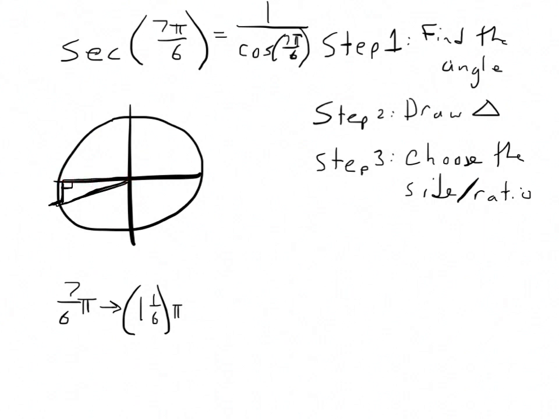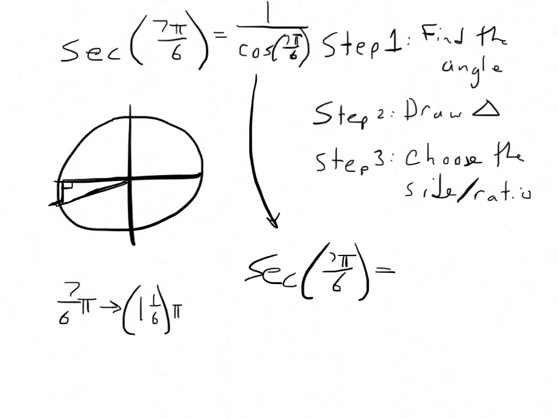So we know the secant of 7 pi over 6 will be 1 over this x value, which we decided was the square root of 3 over 2. But because this is a negative, or backwards, x value, this will actually be negative root 3 over 2.